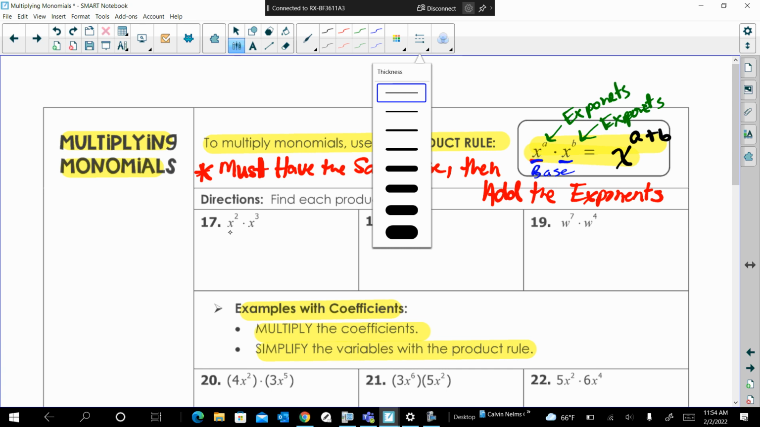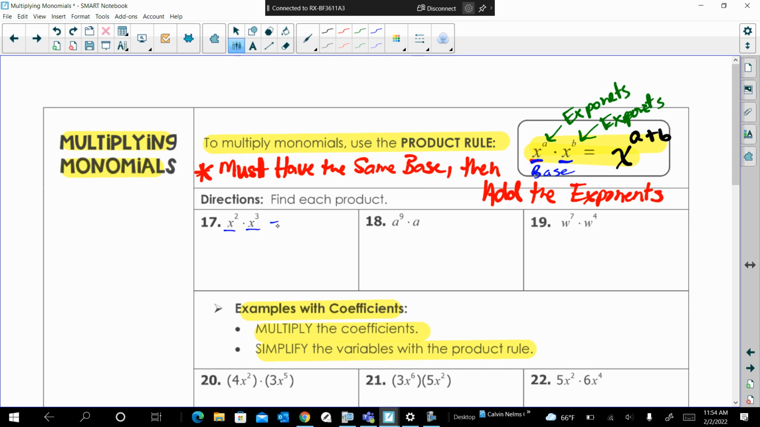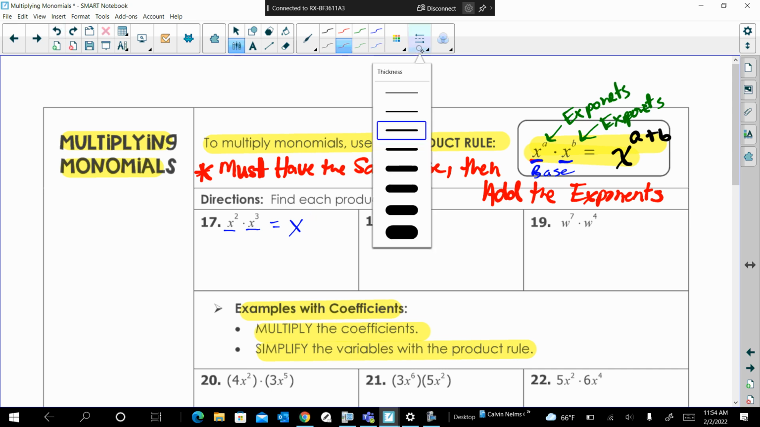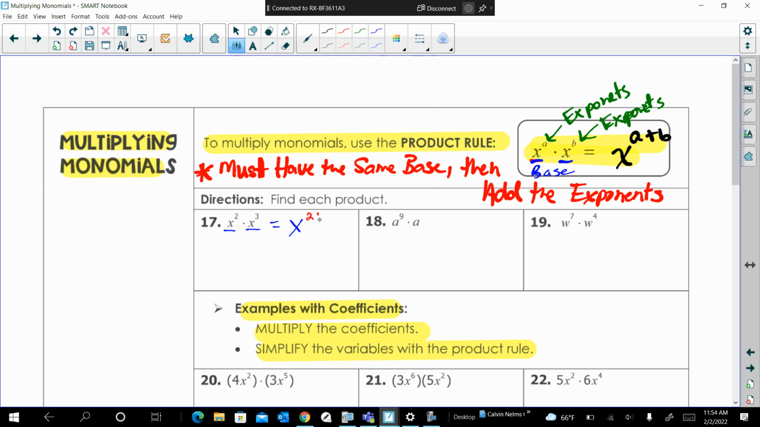So like I look right here, this is an x, this is an x, they're the same. So I keep that x. But now what do I do with the exponents? Which numbers are the exponents? 2 and 3. So we're going to say 2 plus 3. 2 plus 3 gives me a total of 5. So this is your final answer. Your final answer would be x to the 5th power.